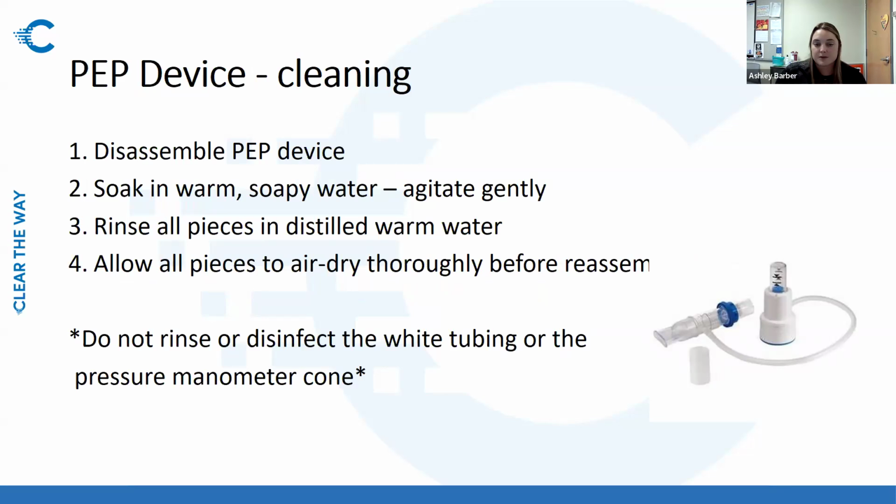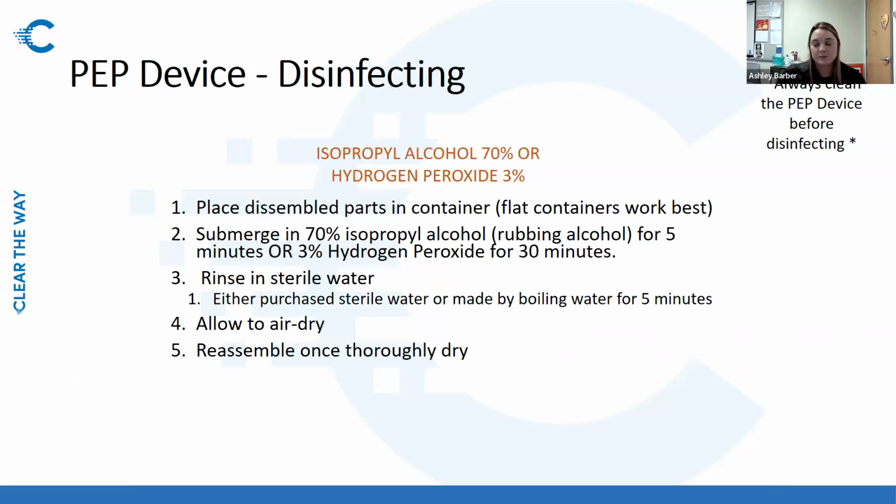So you're going to disassemble the PEP device. The white tubing and the pressure manometer cone, you do not wash, you just soak or rinse and clean the mouthpiece. And you would do that in warm soapy water and allow all pieces to air dry. And the PEP device can be disinfected in the isopropyl alcohol and hydrogen peroxide like you would do the others.